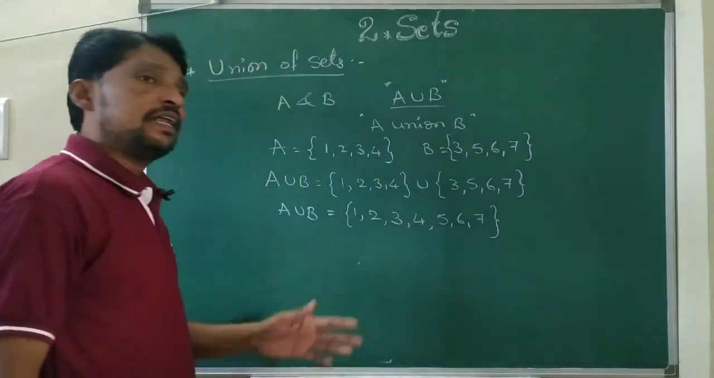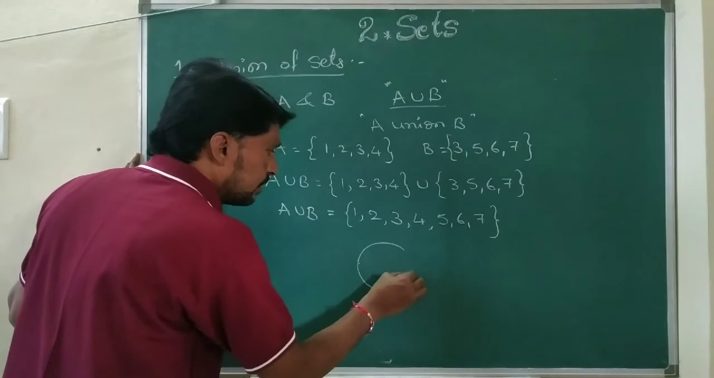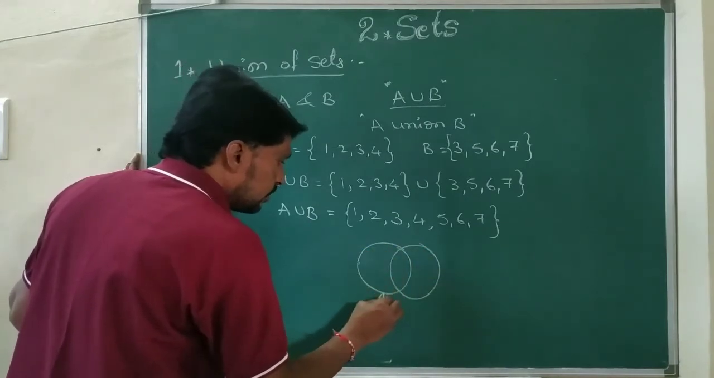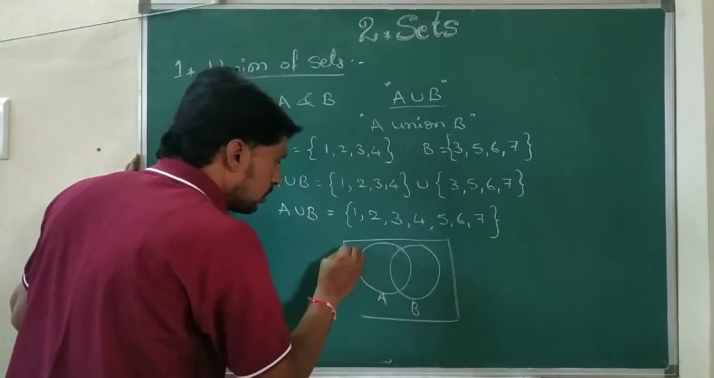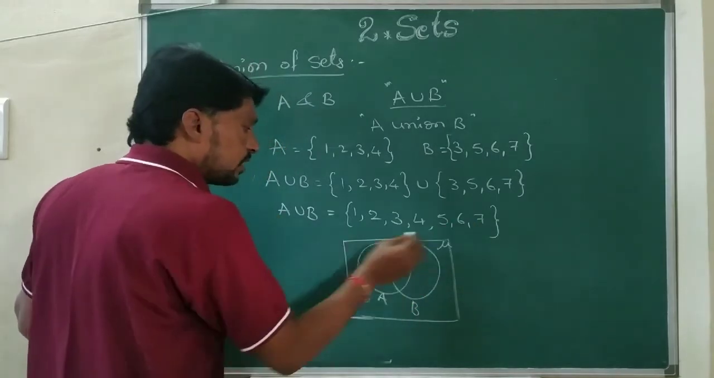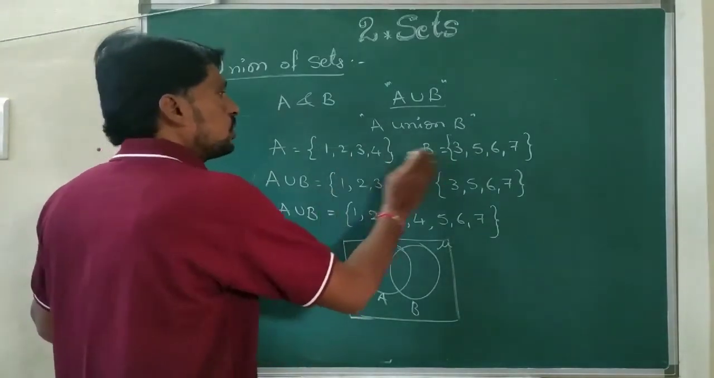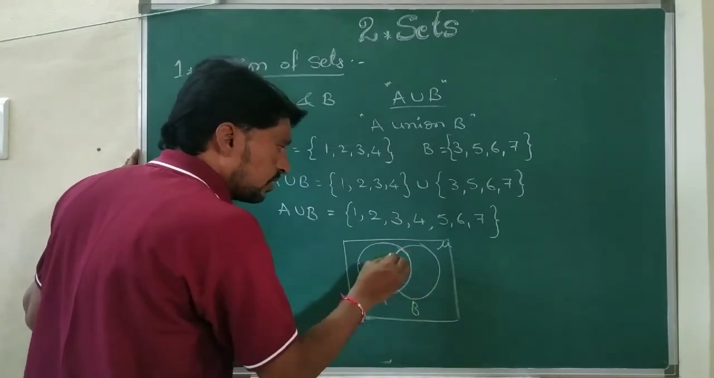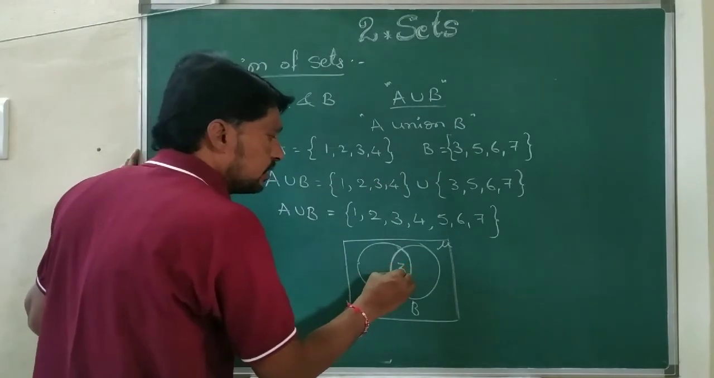So how to represent it in a Venn diagram? This is set A, this is set B. This is A and this is B. This rectangle we are taking as the universal set, mu. In this, the common region for A and B sets, that common element we need to write there.